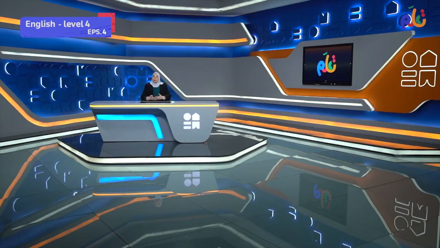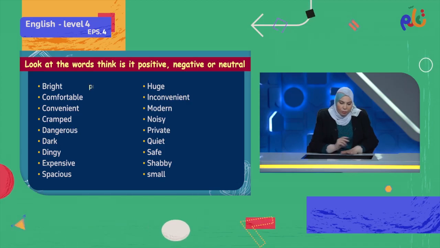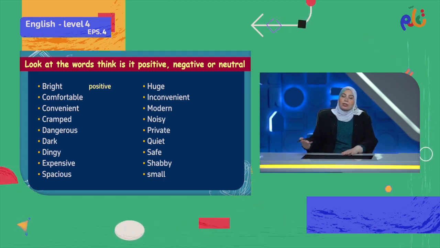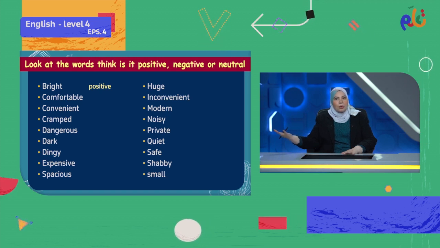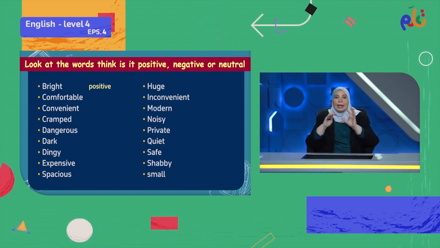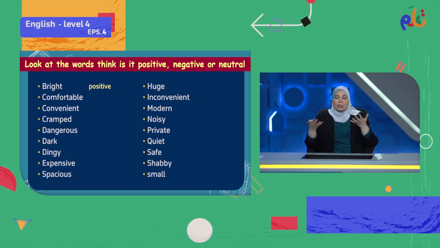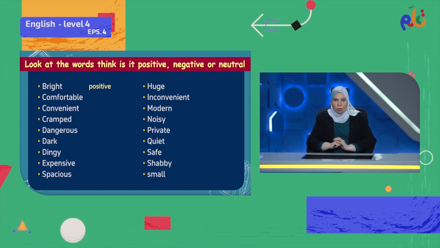So a bright room is a room full of sunlight. If I describe a room as bright, do you think that this is something positive or something negative? Exactly. The word bright is a positive description. And the word bright is describing the home from the inside, so it's describing the interior design, or the interior part of the house.